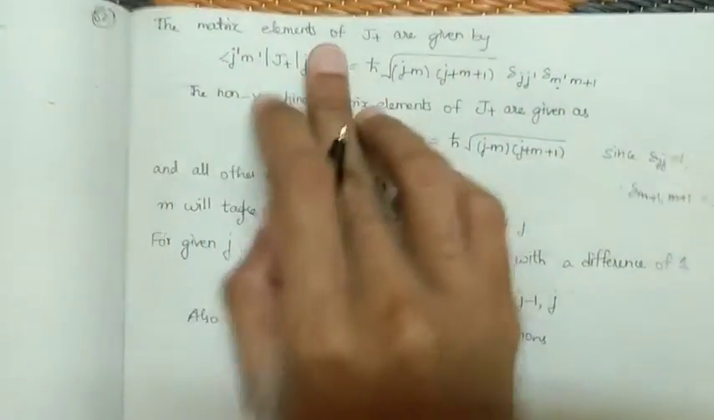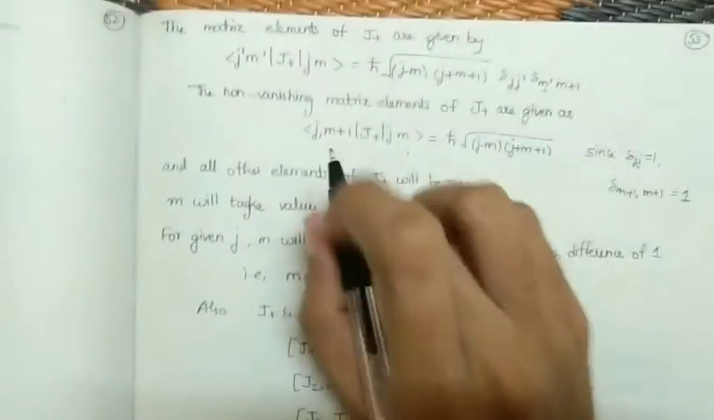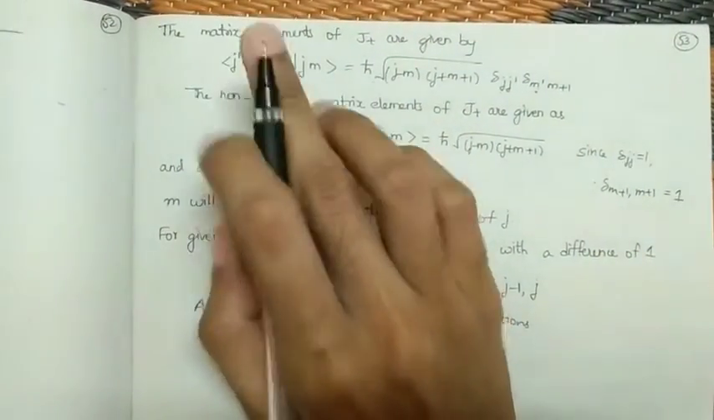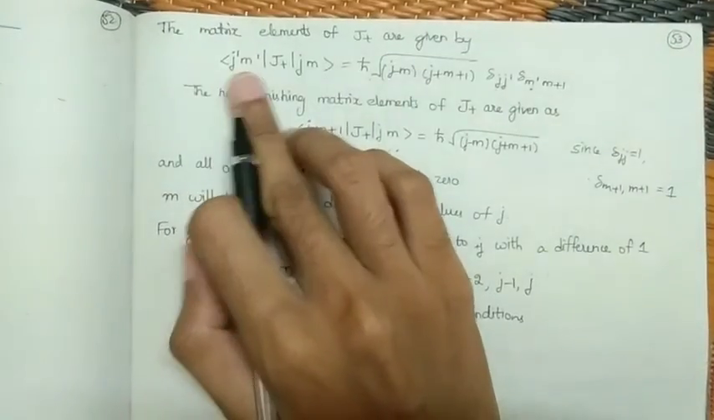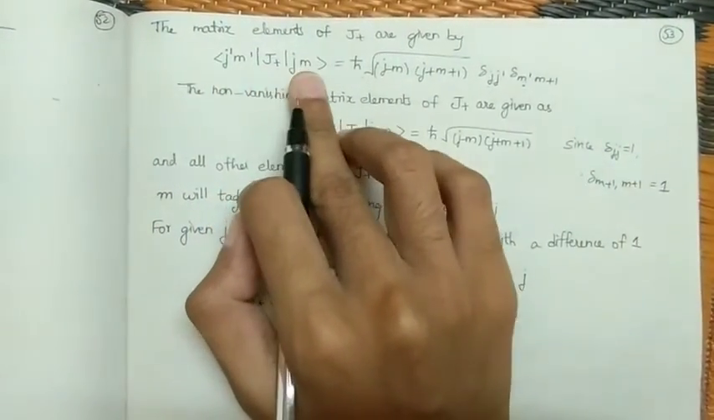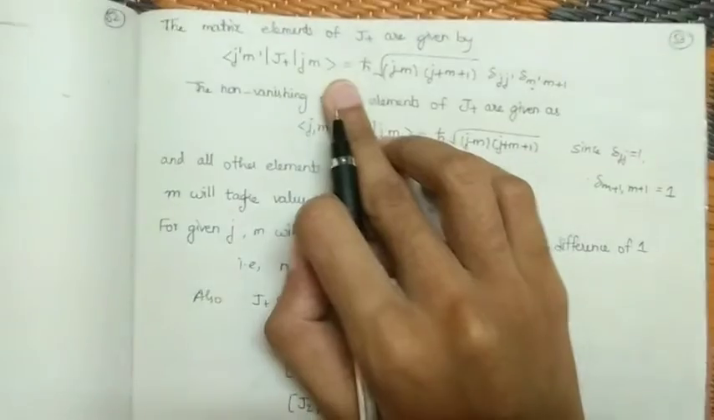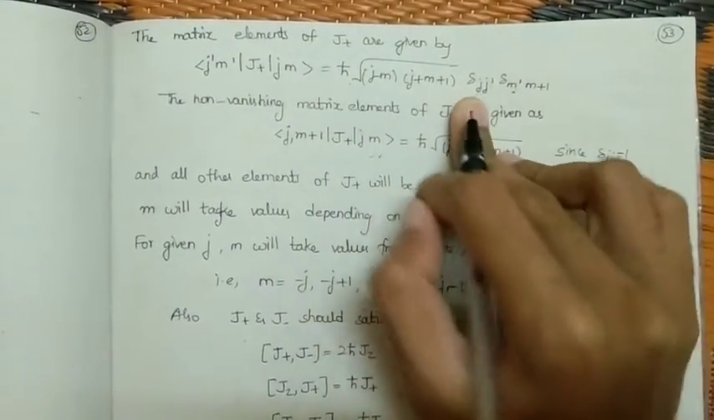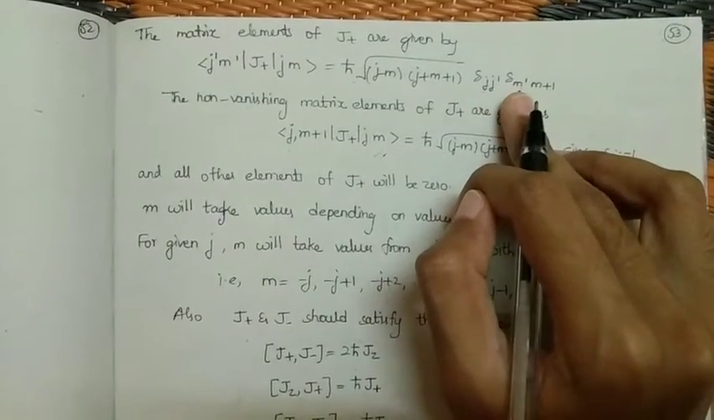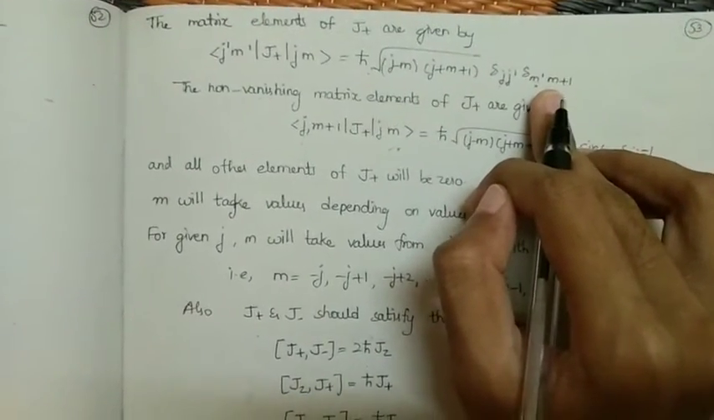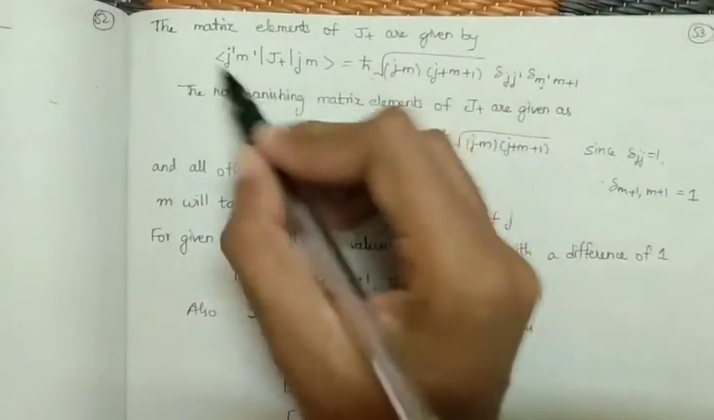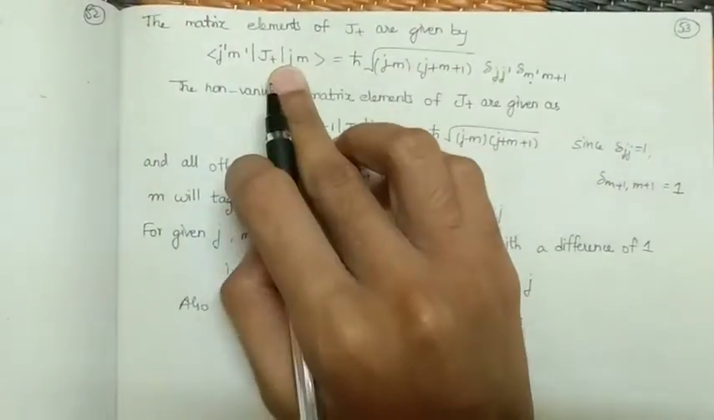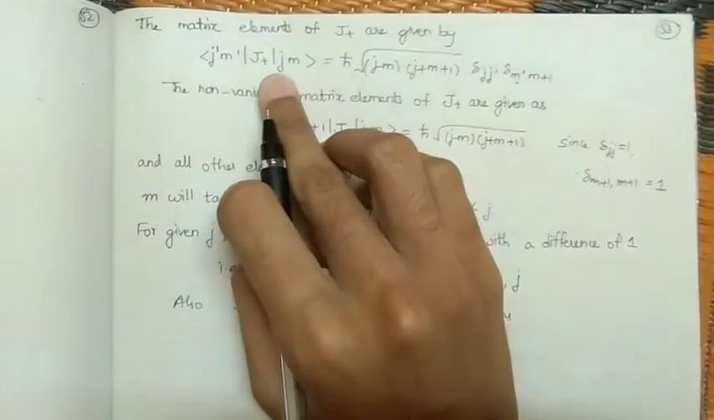So the matrix elements of J plus are given by this form: bra j dash m dash, J plus, j m ket, is equal to h cut root over j minus m into j plus m plus 1, delta of j comma j dash, delta of m dash comma m plus 1. We have already discussed the meaning of this form in the previous video, angular momentum matrices part 1.